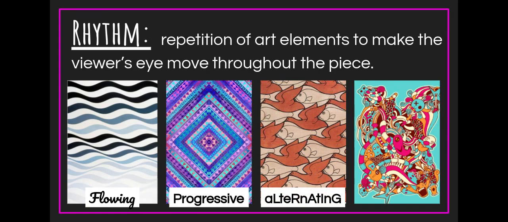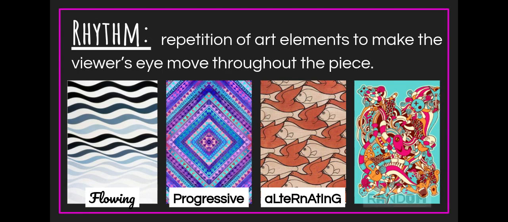Alternating rhythm, okay? To alternate means to go back and forth. So left, right, left, right, left, right. So those are going back and forth, okay? So alternating rhythm is when you have an element of art. In this case, we have shape and color working together to make our bird, fish, bird, fish, bird, fish. It goes back and forth, and we are bouncing around the artwork following this alternating pattern, okay?